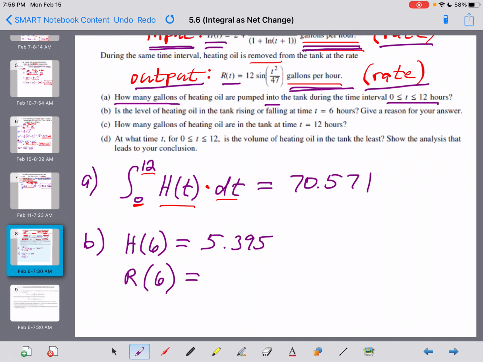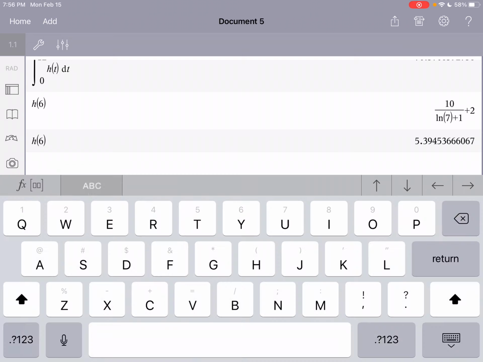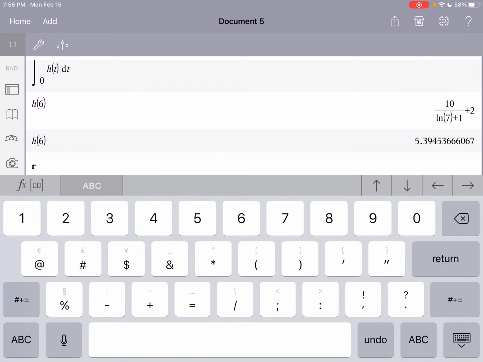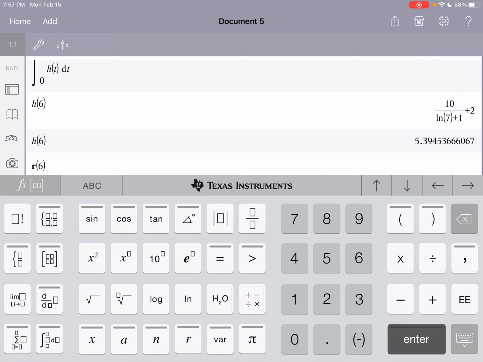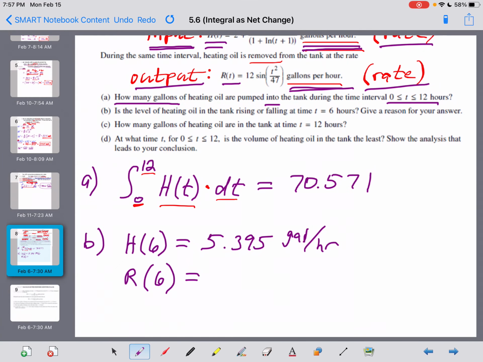5.395. And if we care, everybody, that was in gallons per hour. And now how about R of 6? So let's try that one. So that is going to be R of 6. And let's go back here. And again, I think I just want the approximate value there. 8.319 for that one.